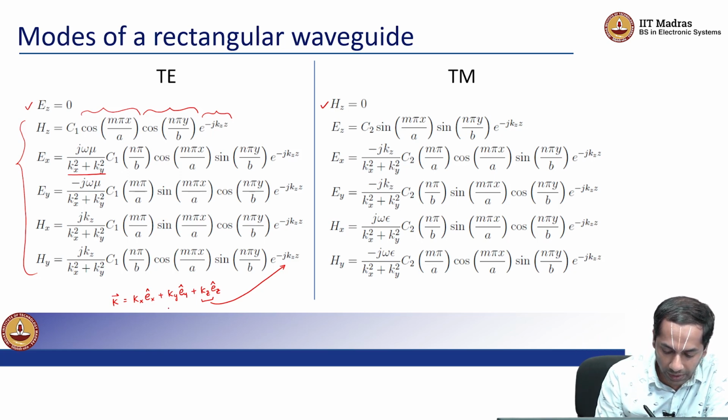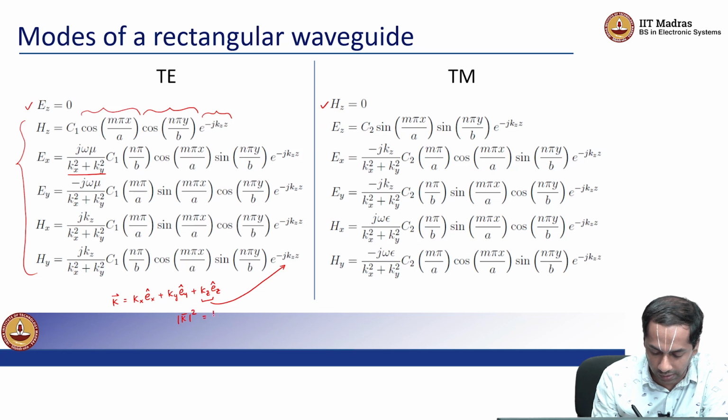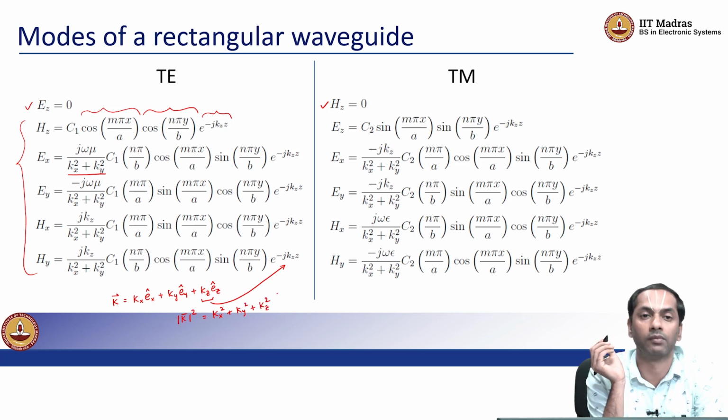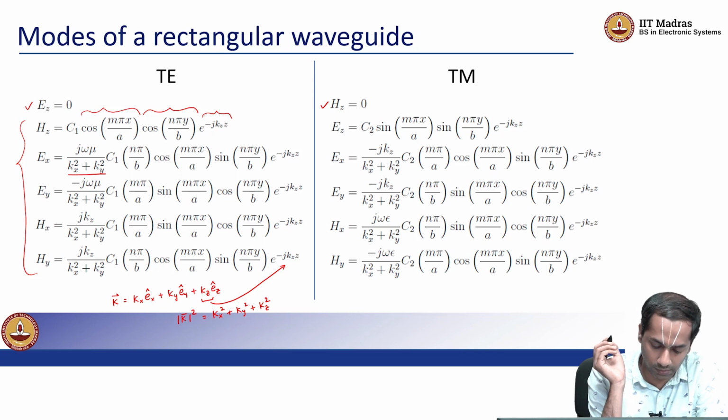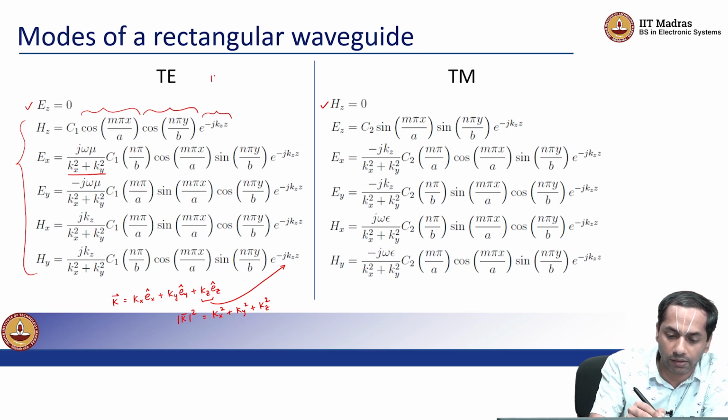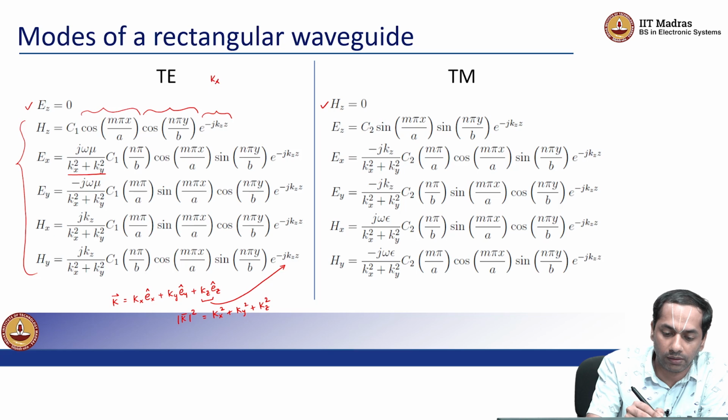So, we also know the Pythagorean relation, right, that relates the magnitude of the k vector: k squared is kx squared plus ky squared plus kz squared, right. This condition still holds good, right. So, in this case kx, right, is m pi by a, right?